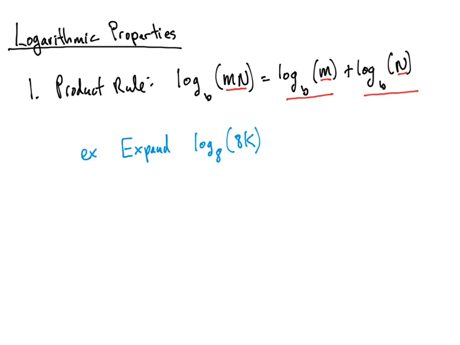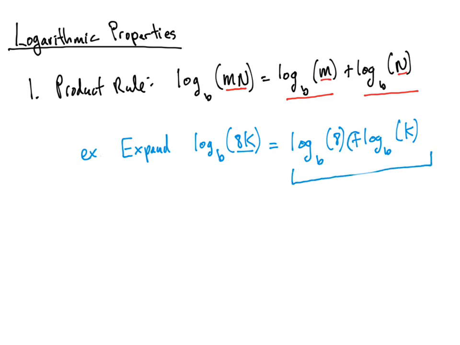As an example, suppose we have log base b of 8k, and we want to expand that. We notice that we have a product in here, so we can expand that as log base b of 8 plus log base b of k. And similarly, if we have two terms like this that are separated by an addition sign, we can go the other direction as well.